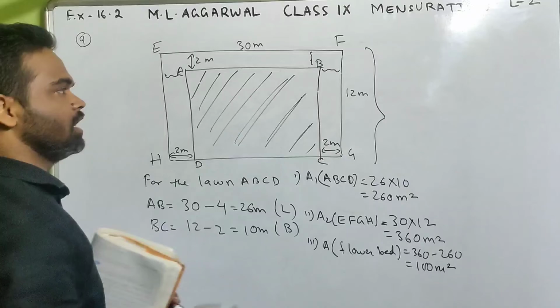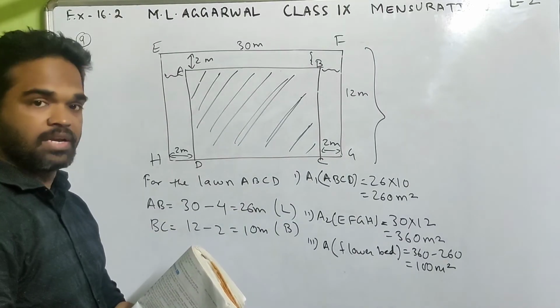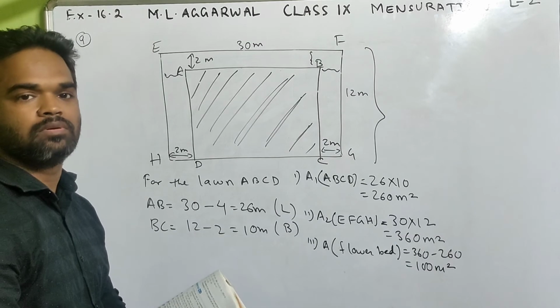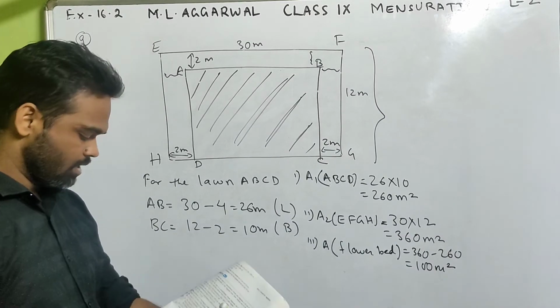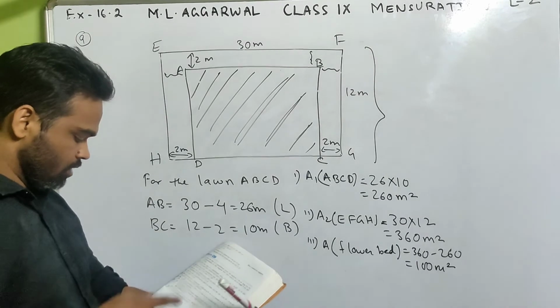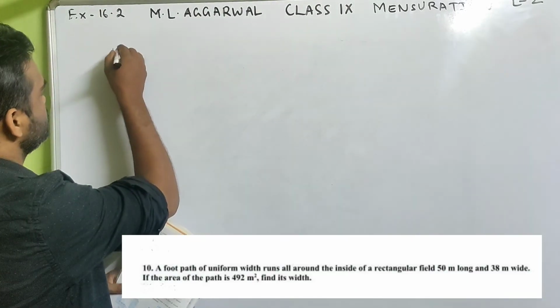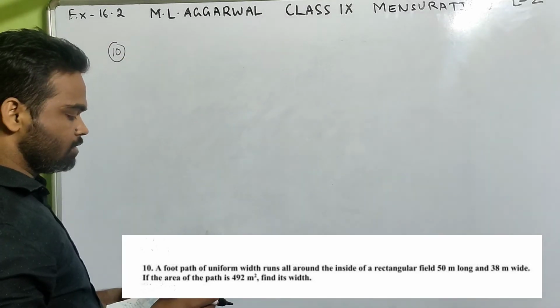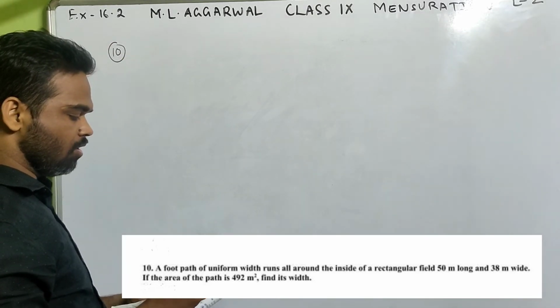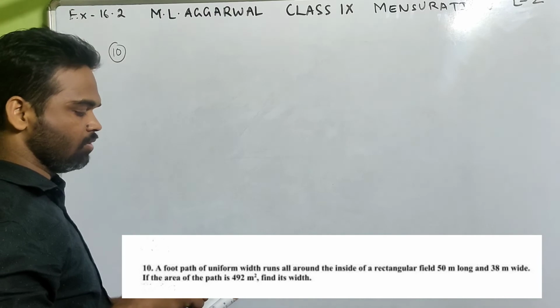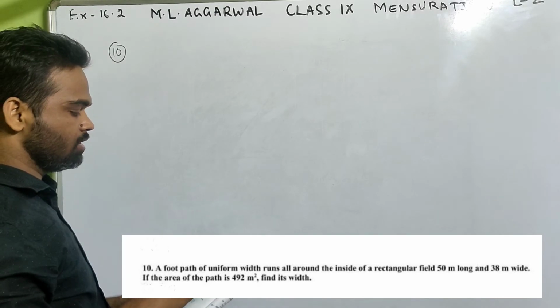Done. We got the area of the outer rectangle. We got the area of the inner rectangle. Subtract the two. Remove the inner rectangle. Done. Sure. We'll do the next one. Number 10. Now look at number 10. What they have told: a footpath of uniform width runs all around the inside of a rectangular field 50 meter long and 38 meter wide.